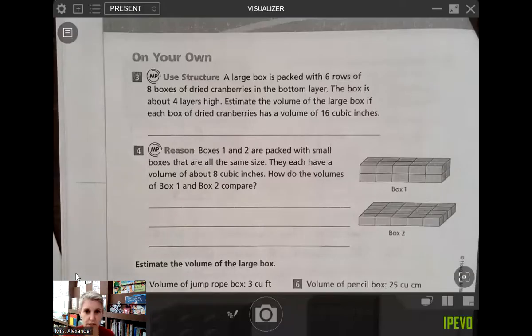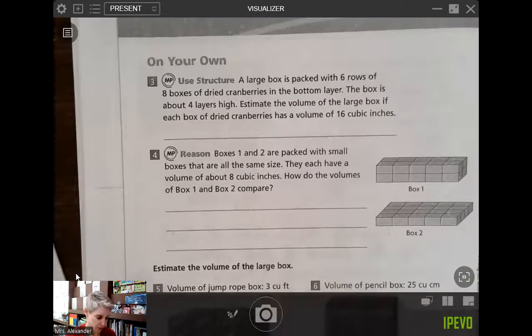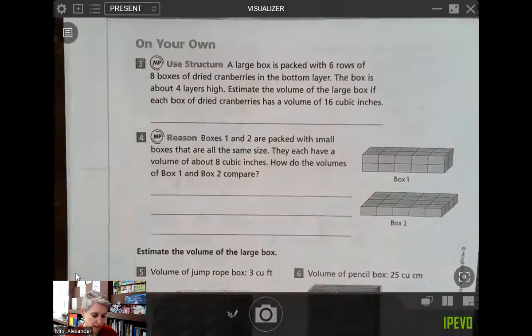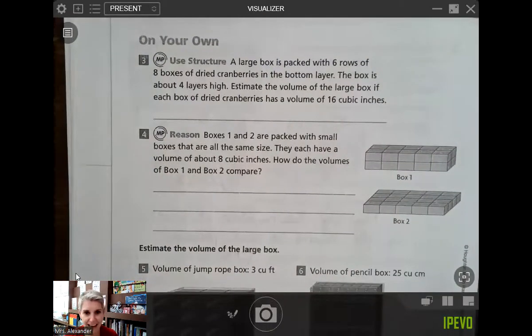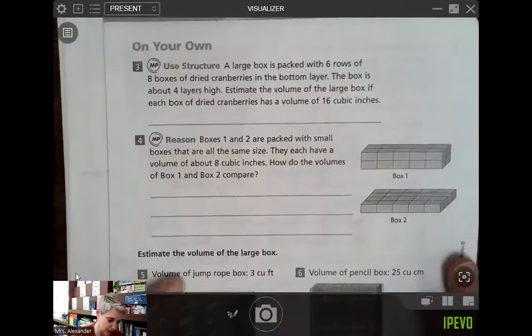Here is page 106 from our workbook lesson today. To finish up, this is volume and we are estimating volume. Oh, yeah, that was it. Sorry, I thought I had the wrong page for a second. Number three says, a large box is packed with six rows of eight boxes of dried cranberries in the bottom layer. The box is about four layers high. Estimate the volume of the large box if each box of dried cranberries has a volume of 16 cubic inches.